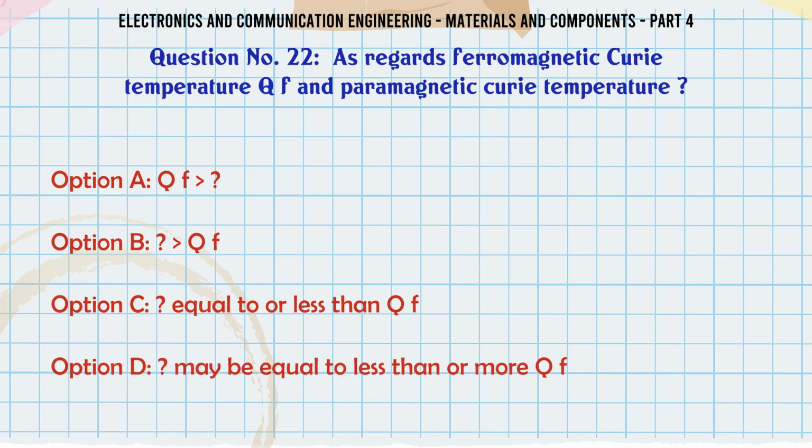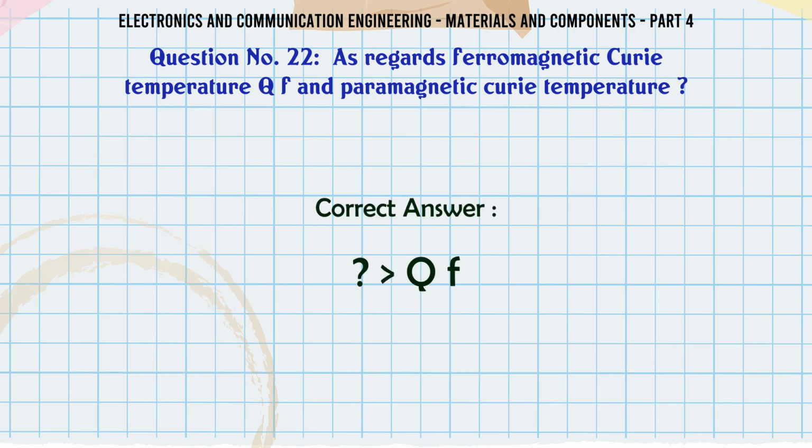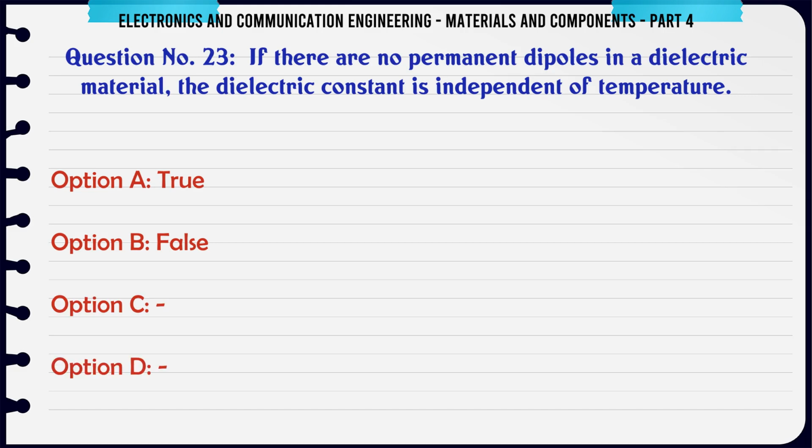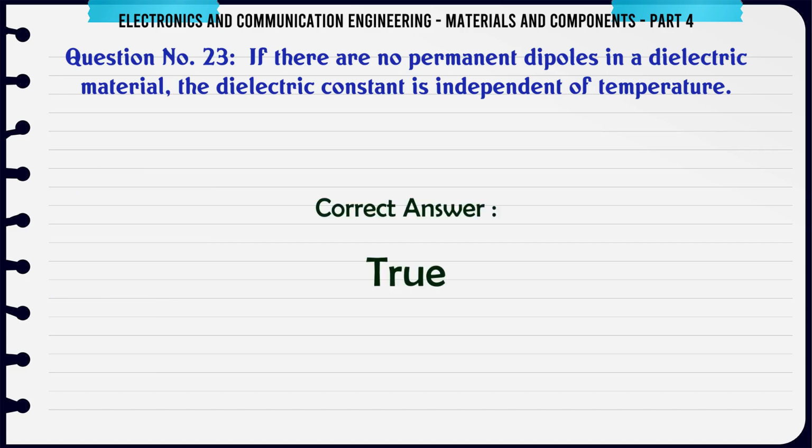QF, B. QF, C. Equal to or less than QF. D. May be equal to, less than or more than QF. The correct answer is QF. If there are no permanent dipoles in a dielectric material, the dielectric constant is independent of temperature. A. True. B. False. C. D. The correct answer is true.